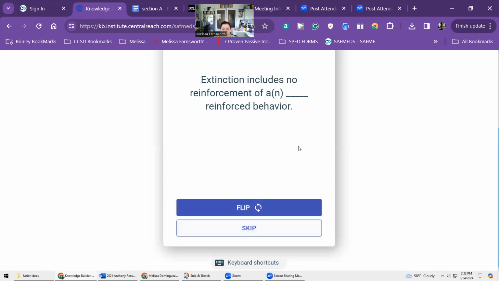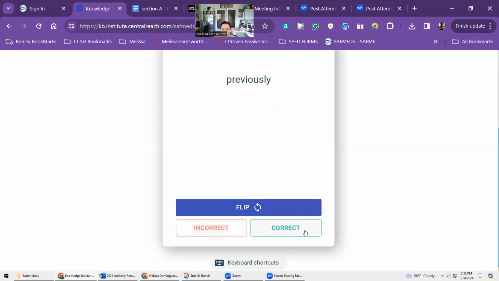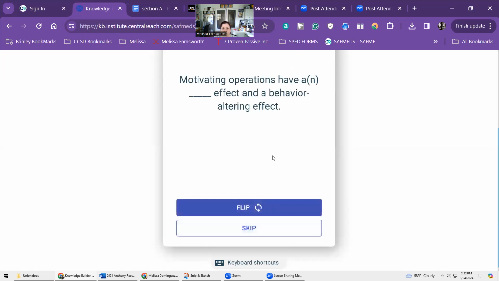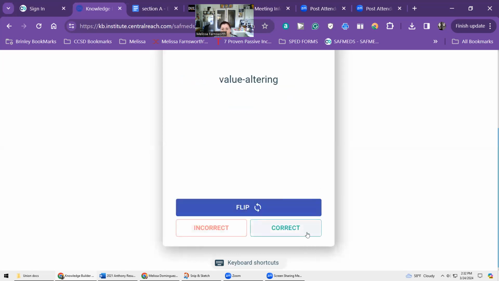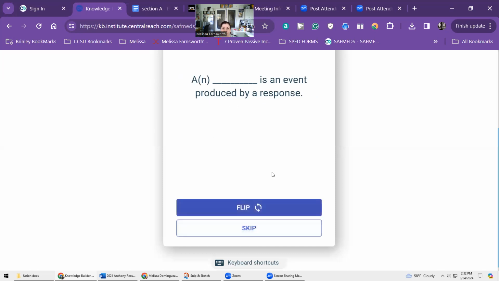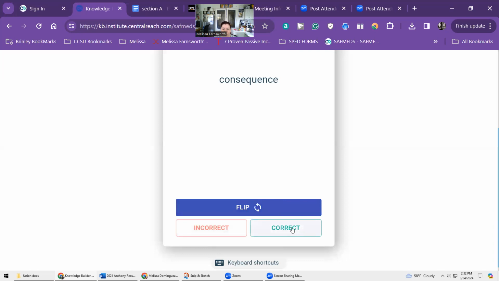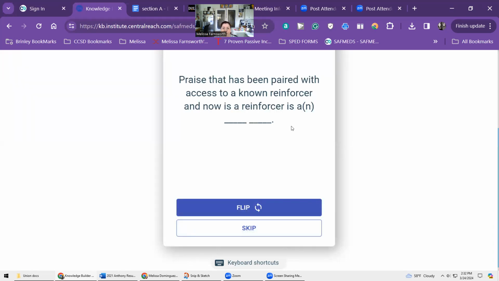Decrease. Extinction includes no reinforcement of a blank reinforced behavior. Previously. Motivating operations have a blank effect and a behavior altering effect. Value altering. A blank is an event produced by a response. Consequence. Praise that had been paired with access to a known reinforcer and now is a reinforcer is a blank blank.